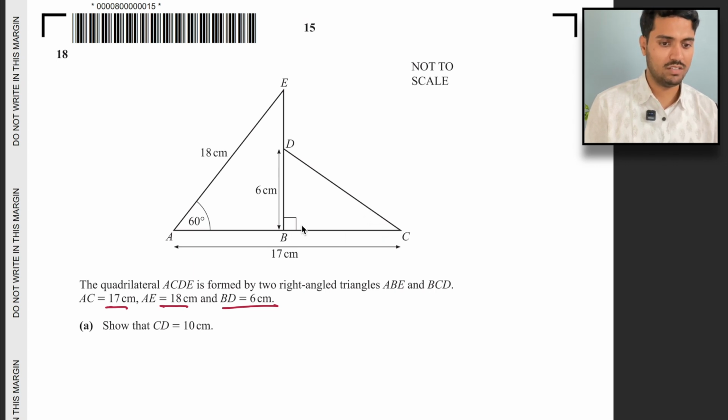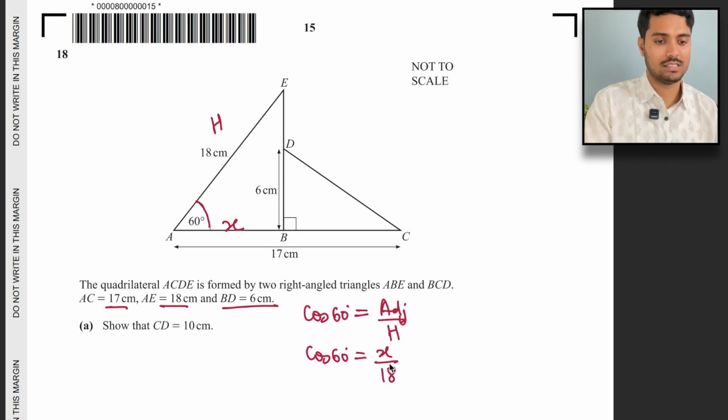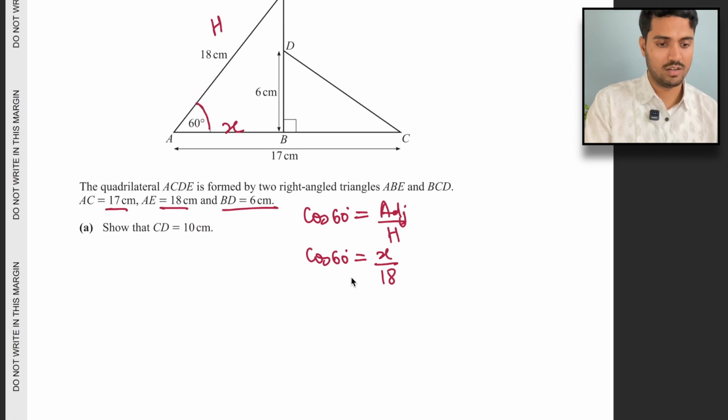So let's find base BC first, because this is 17. And in this right angle triangle, we have hypotenuse as 18. And we have one angle and one side given to us. We can find AB. So AB is the base. Let's mark this as x. You can call it base or you can call it adjacent. So we can apply cos theta. So cos 60 degree is equal to adjacent upon hypotenuse. So we can write cos 60 is equal to x upon 18. Cos 60 is 1 by 2, which is equal to x upon 18. So x is equal to 18 by 2, that is 9 centimeter.